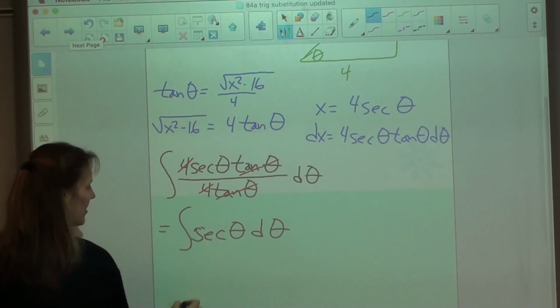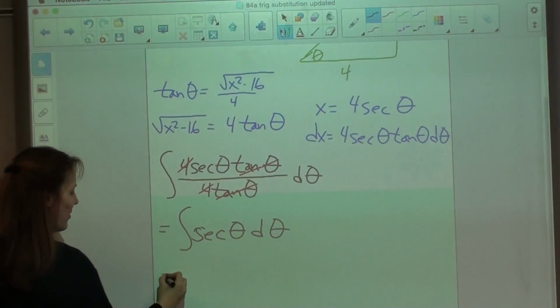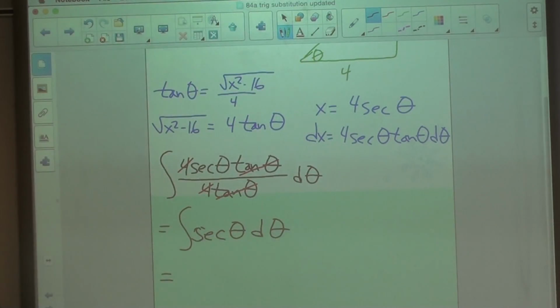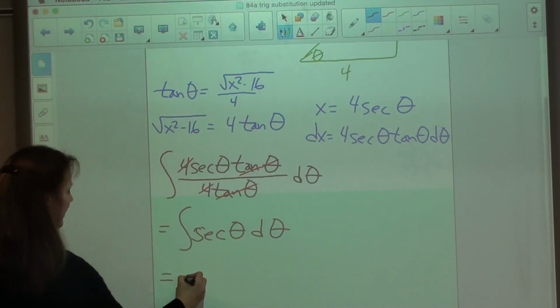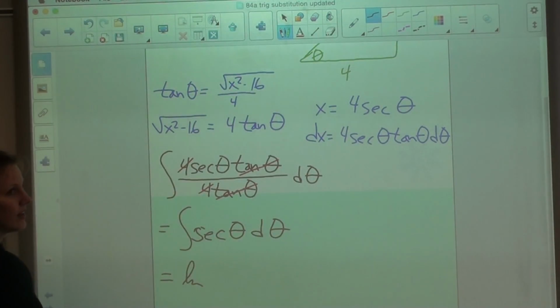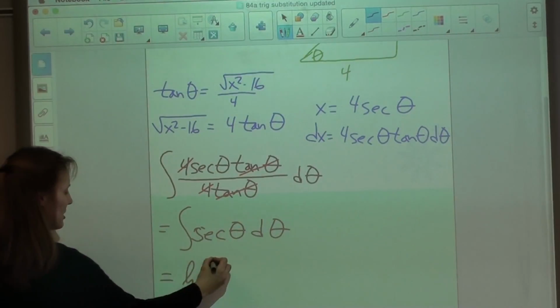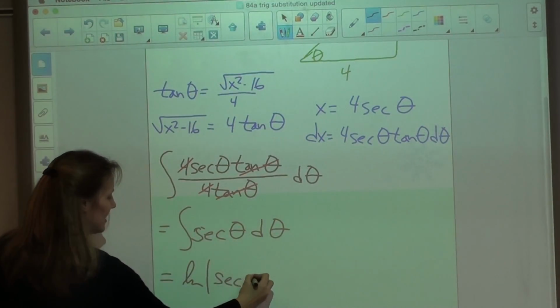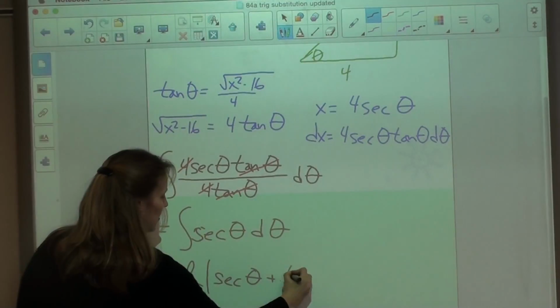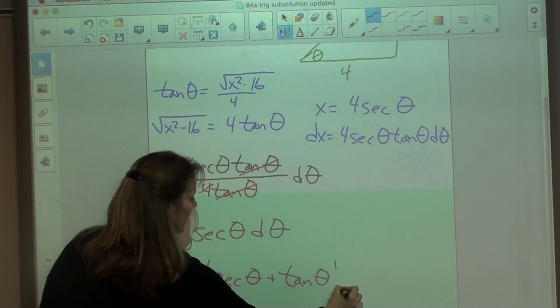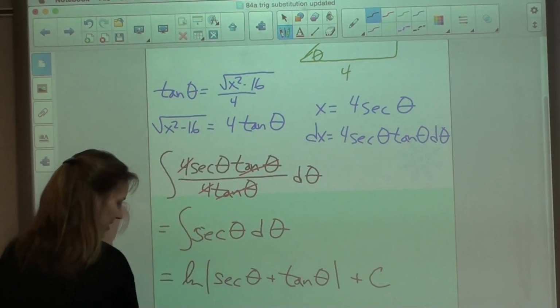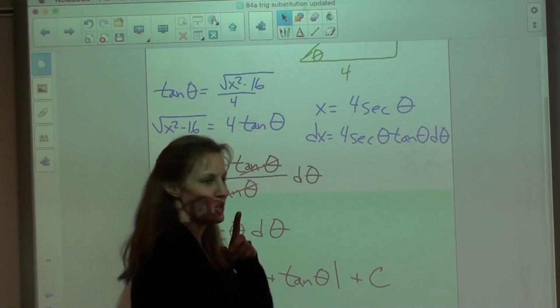All right, so I've heard at least 4 or 5 students say, what's the integral of secant? The natural log. So what's the integral of secant? The natural log of secant. Absolute value. You still gotta memorize it.